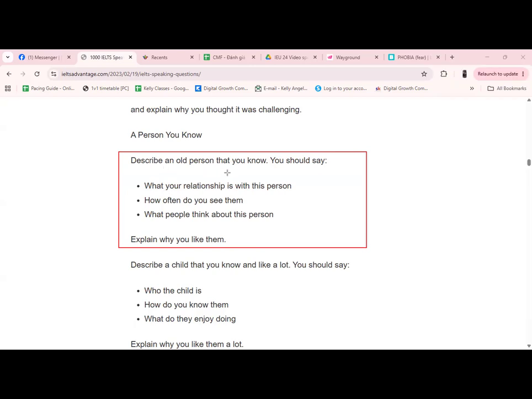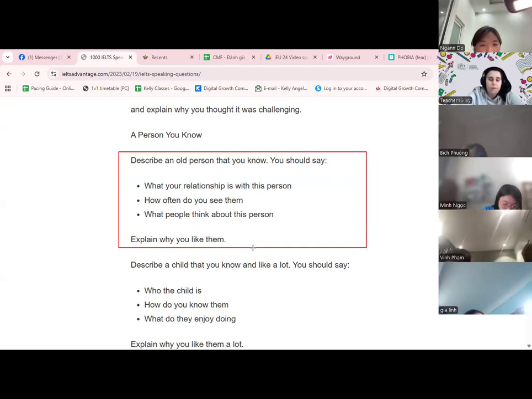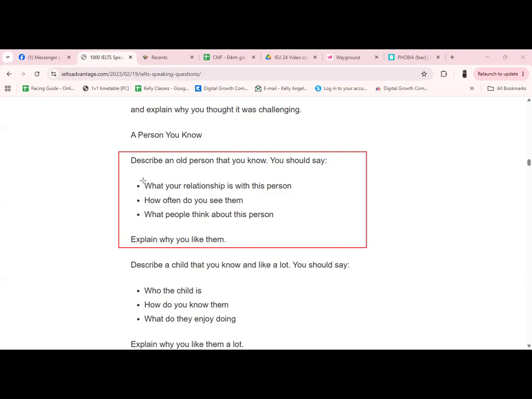Describe an old person that you know. You should say what your relationship is with this person, how often do you see them, what people think about this person, and explain why you like them. Now, the thing is, people tend to think this is the only thing I should answer.